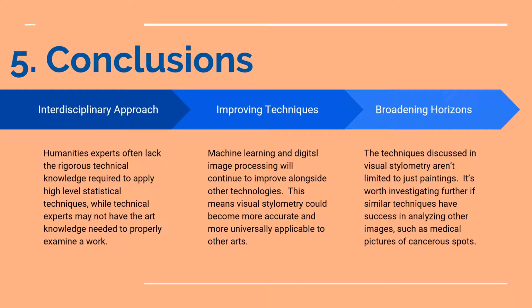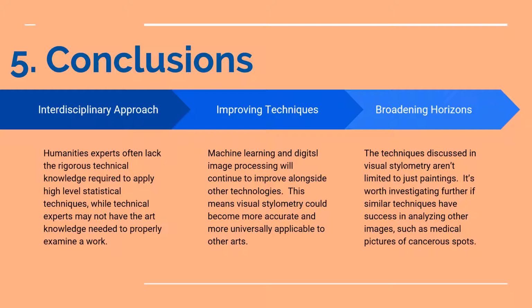So finally, we're going to want to look at some conclusions, which is that visual stylometry requires a really interdisciplinary approach because both humanities experts and technical experts will really have to collaborate in order to create even more accurate models. Next, we can also look at improving techniques because we know in the future machine learning and digital image processing is just going to improve, which means our methods of visual stylometry will also improve, which means we might start looking towards different mediums of art other than just paintings.